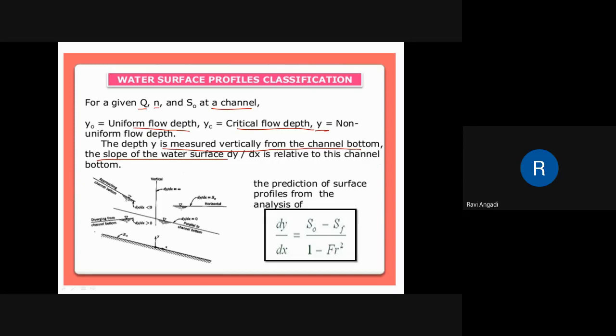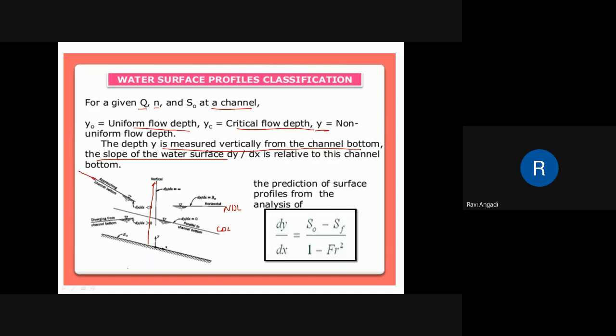Means there is a channel here, and the water is flowing in this channel, and we have considered both lines, the CDL, the critical depth line, as well as the NDL, the normal depth line. In between there is one more depth of flow, the non-uniform depth of flow. Suppose dy by dx is infinite, it will be vertical like this.